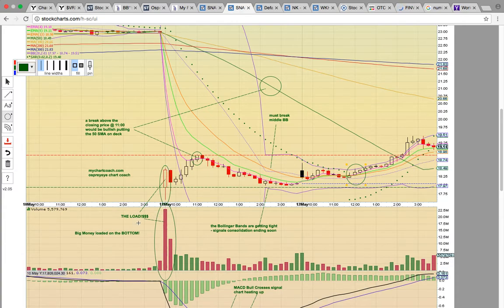And we even posted that on Thursday, saying, look, this is the load. Big money loaded at the bottom. So when big money loads at the bottom, what does that mean? It means the share price is going higher. They have the money to take it higher, and that's exactly what happened.